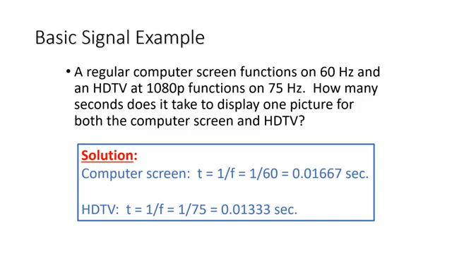Since we know that t equals 1 divided by f, we just substitute the frequency into the formula and solve for t. Thus, for the computer screen, t is equal to 1 divided by 60, which is equal to 0.01667 seconds. For the HDTV, t is equal to 1 divided by 75, which is equal to 0.01333 seconds.